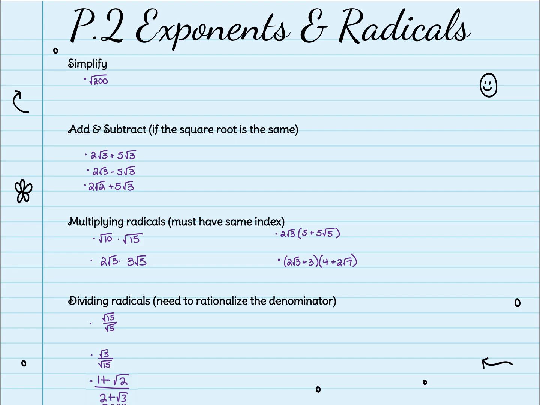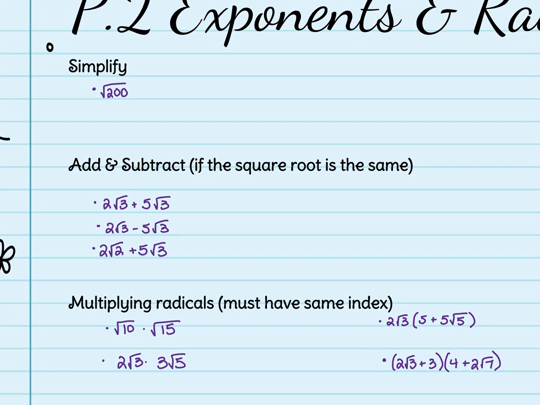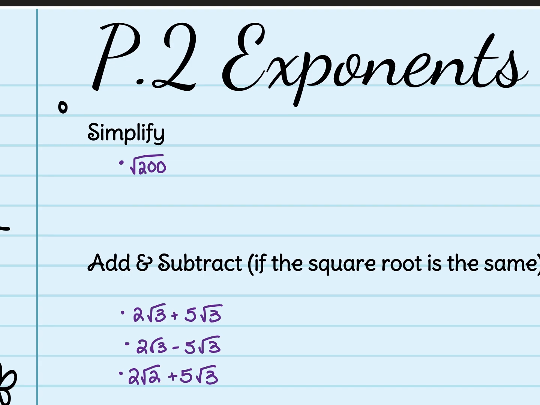All right, one more slide for this review, and this is all on section P2D or P2C, depending on what it says, but it's the section on simplifying square roots. Let's start with this first example. It's just asking you to simplify the square root of 200. An expression like this is fully simplified when you can take the square root of all of the factors that are perfect squares.